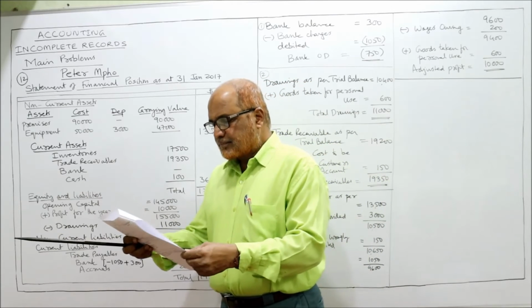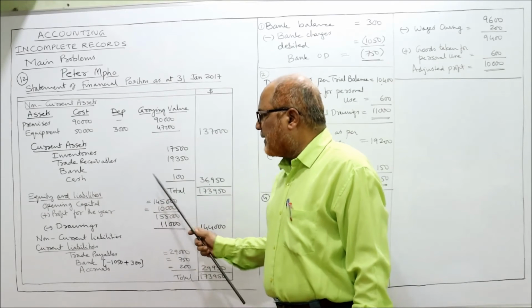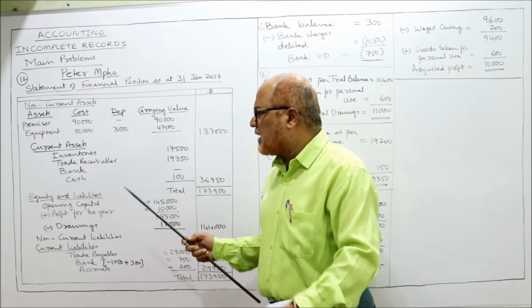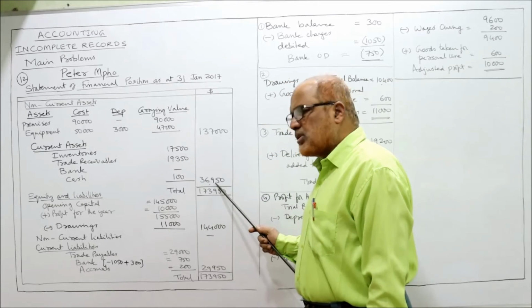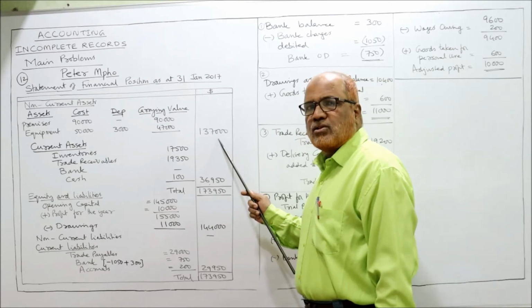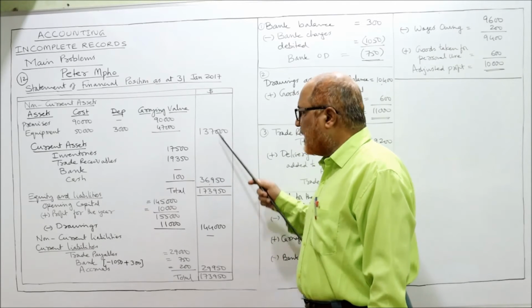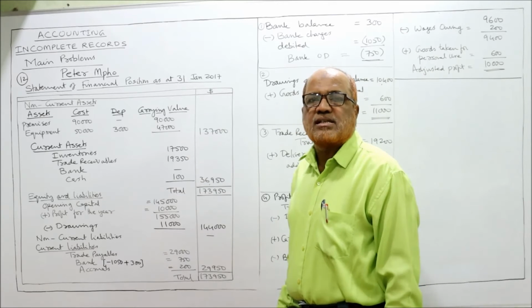Next comes inventories, trade receivable, bank, cash. Cash is the petty cash. Whatever is given in the problem, petty cash, directly we have taken. Now take the total of these three values. 36,950 are the current assets. Non-current asset 1,37,000. Current asset 36,950. Add up both, 173,950. This is the total of assets.